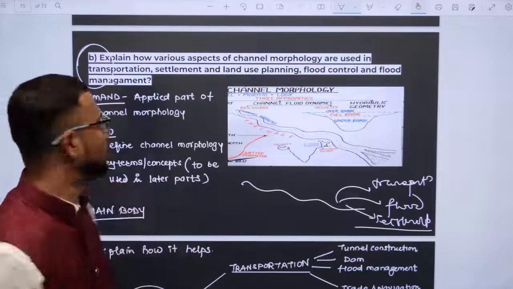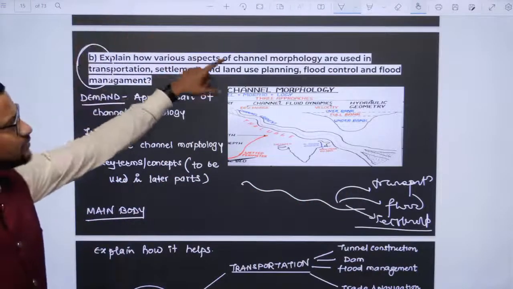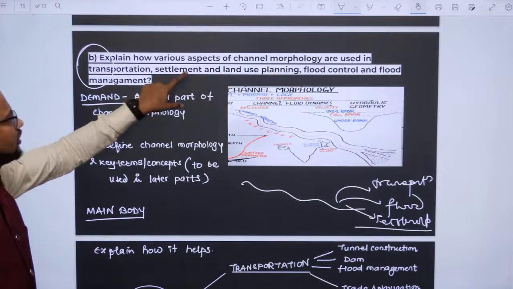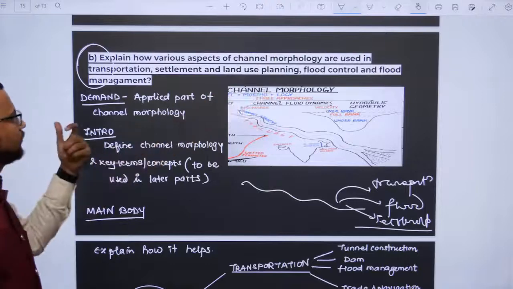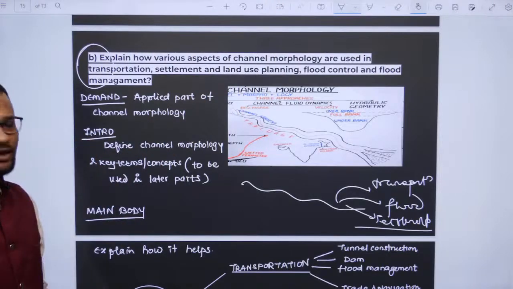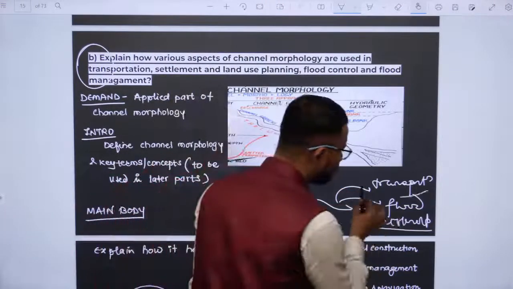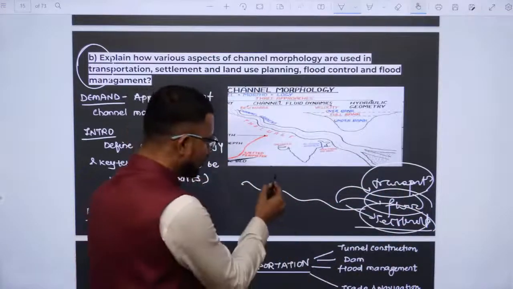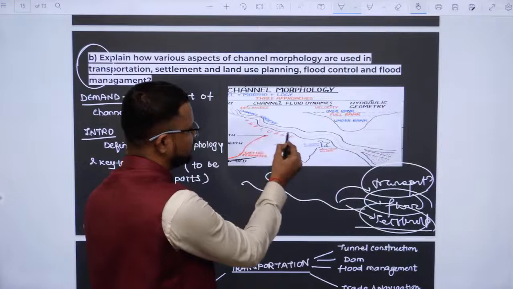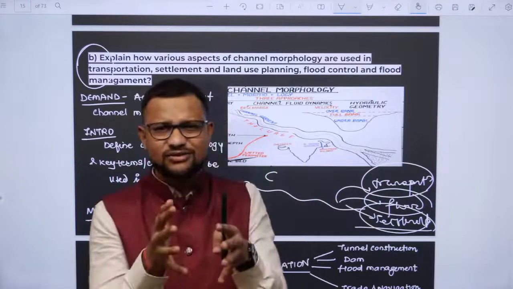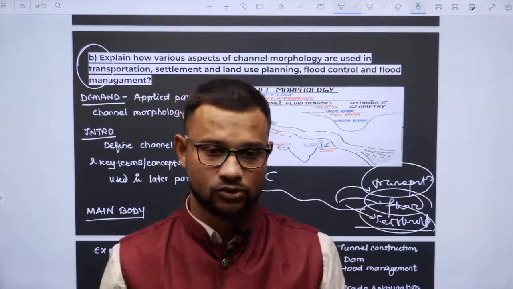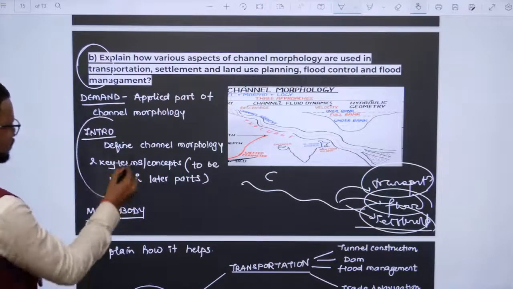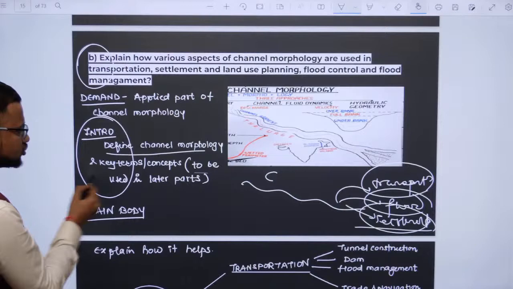Question is as simple. Explain how various aspects of channel morphology are used in transportation, settlements, land use planning, flood control and flood management. Simple. तो 3 areas पूछे हैं आपको which you have to answer based on channel morphology and its understanding. तो channel morphology it means it is related with the river and stream. तो अलग अलग फिनोमेनास रहेंगे, and how you need to answer is based on introduction, write about channel morphology.